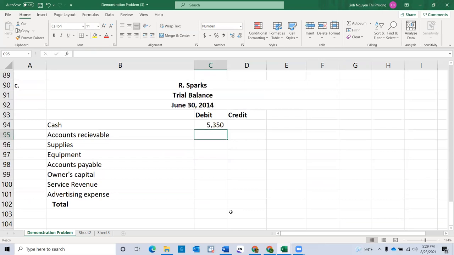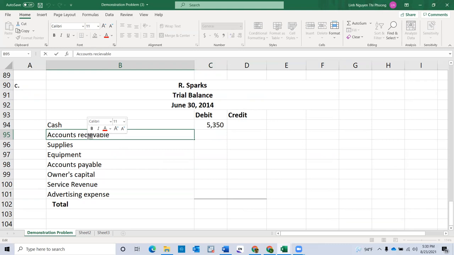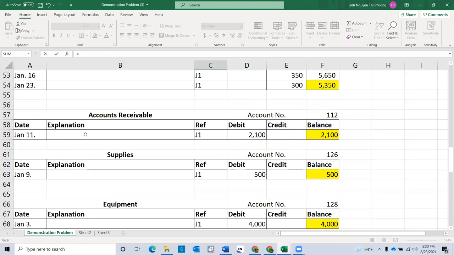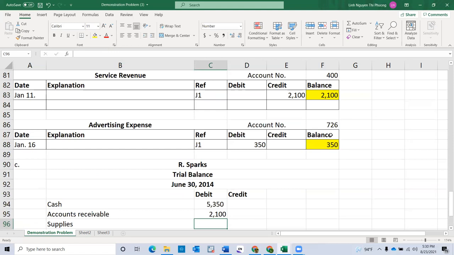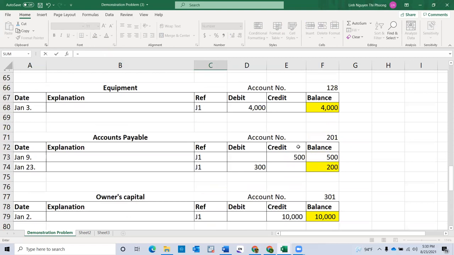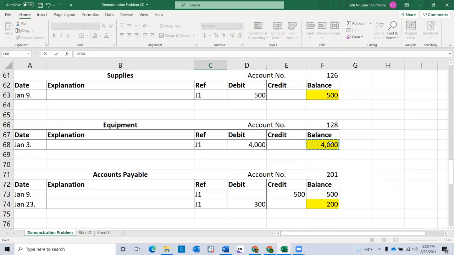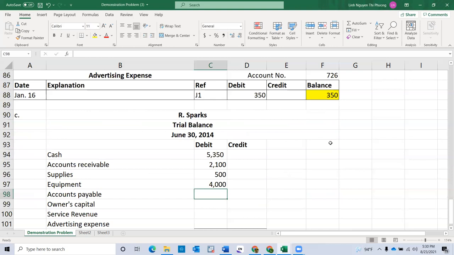Okay, and then accounts receivable. Equal sign. I go to accounts receivable and then I click on the ending balance, enter. Okay, supplies, equal sign, and then go to the supplies, enter. Okay, equipment. Click on the balance here and I enter. Okay, accounts payable. So equal sign.